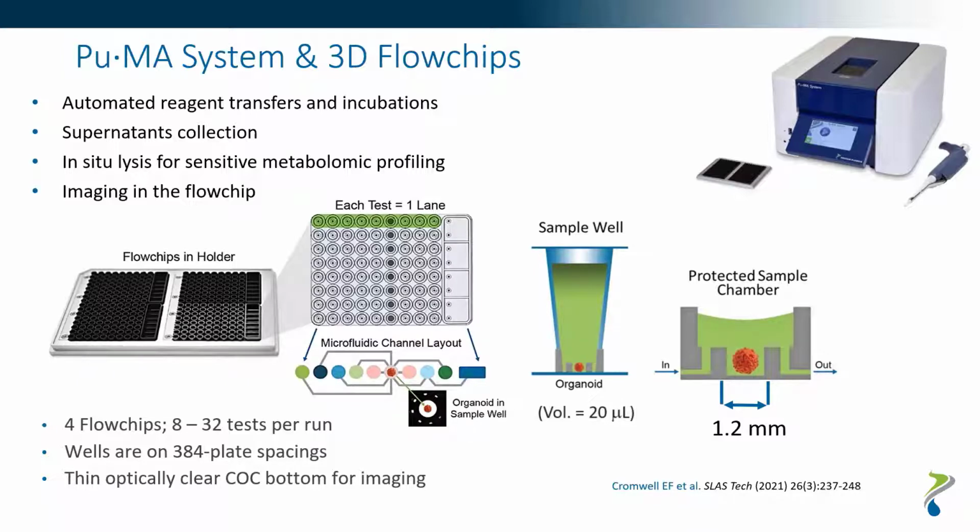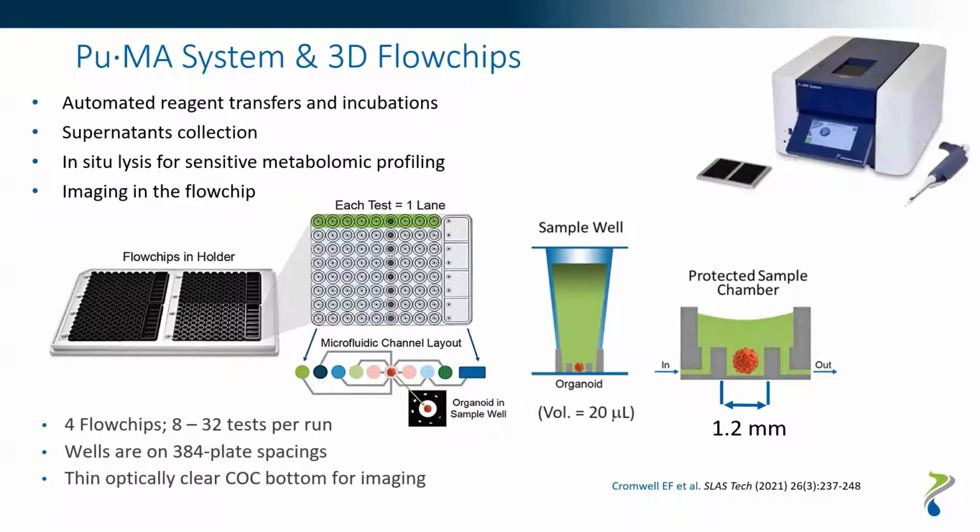Each Pu.MA System Flowchip contains 8 lanes of reagent wells connected by microfluidic channels. 4 Flowchips are placed in a holder that locates all wells in a 384 multi-well plate format, providing for 32 samples per assay. Each test lane is designated to one organoid or spheroid sample and consists of a sample well connected to the reagent wells via microfluidic channels.